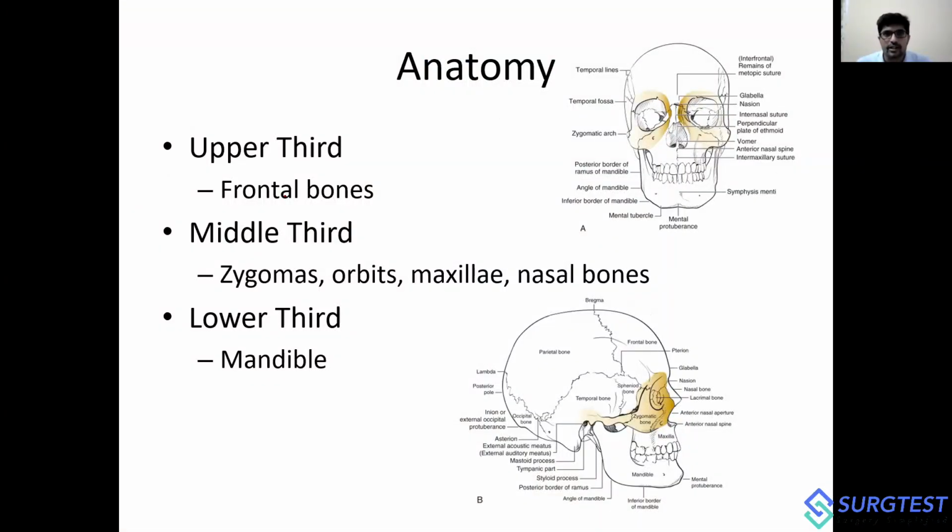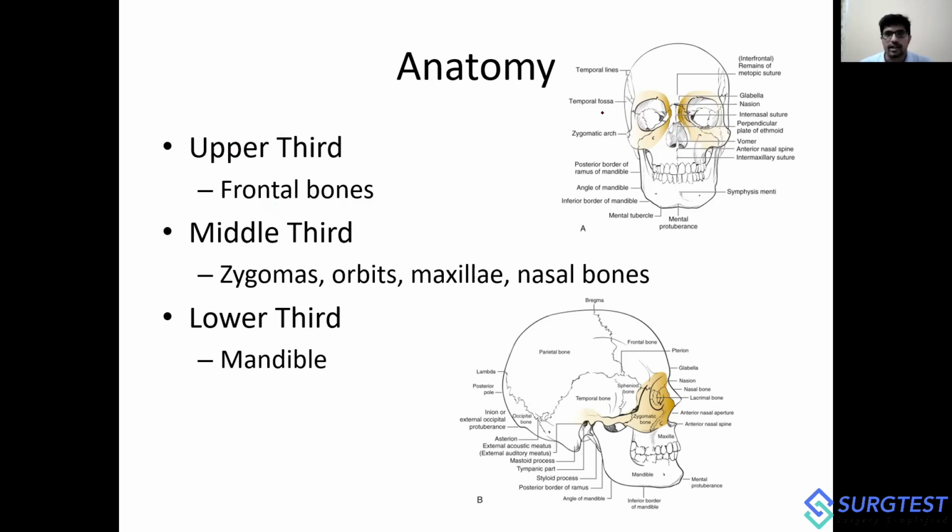So hello everyone. Under the craniofacial surgery topic, we'll be discussing facial fractures. Before getting on to the details, let us discuss the anatomy of the facial bones. I am Dr. Chethan, plastic surgeon. So we'll begin with the anatomy of the facial bones.